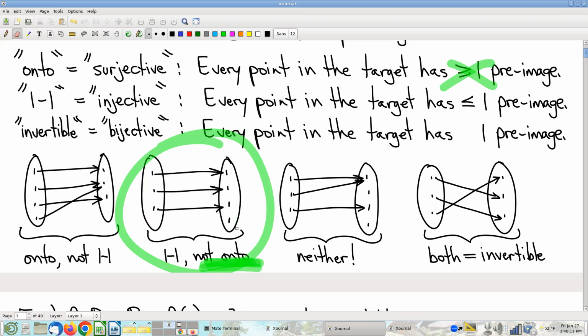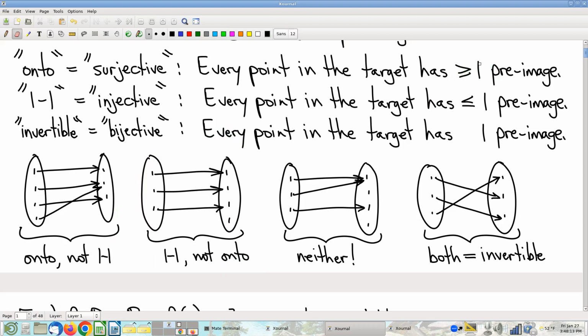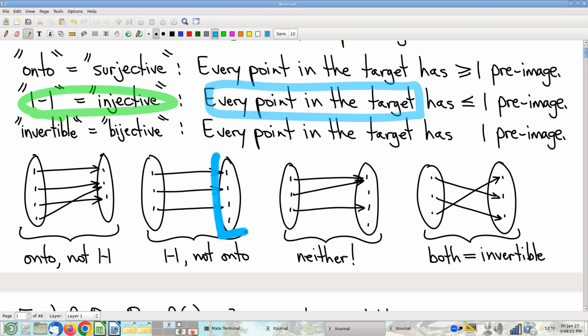Okay. All right, now let's talk about one-to-one, aka injective. What does that mean? This means every point in the target. Look at all the points in the target here. We're going to have to make sure that every one of those points has no more than one pre-image. So at most one pre-image. So again, let's walk through and see what happens.